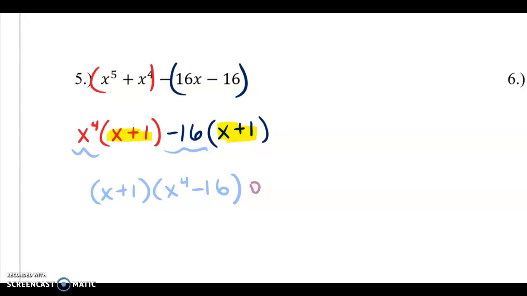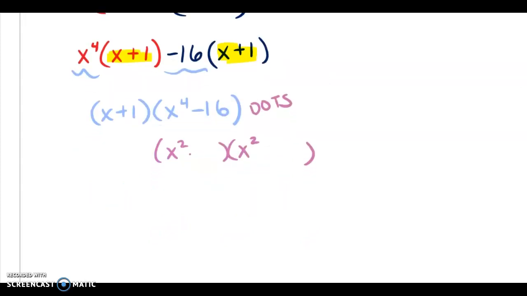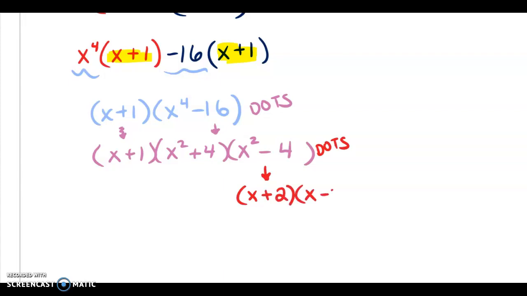This is a difference of two squares. X squared is your first perfect square, and 16 is 4 squared. So x squared plus 4, x squared minus 4. So that is your difference of two squares. Then I'm going to bring down the x plus 1. I have another difference of two squares, so this actually happens twice. So this right here is another difference of two squares. X squared minus 4 can be x plus 2, and x minus 2.